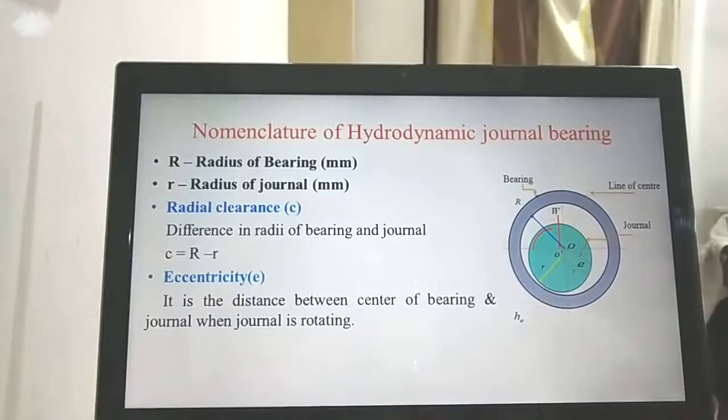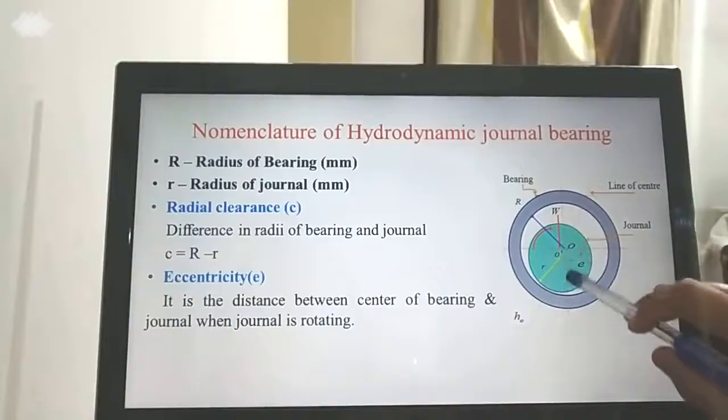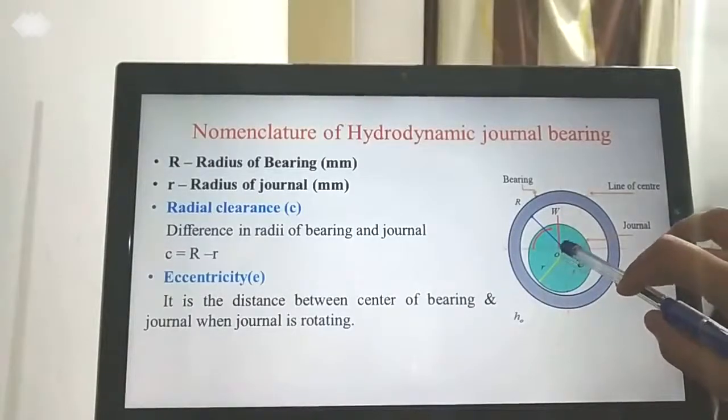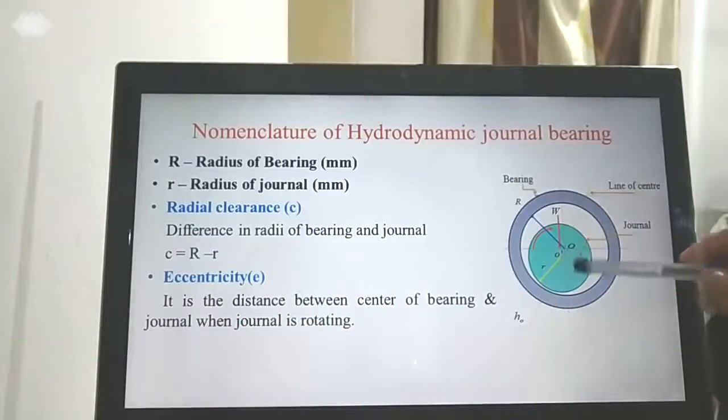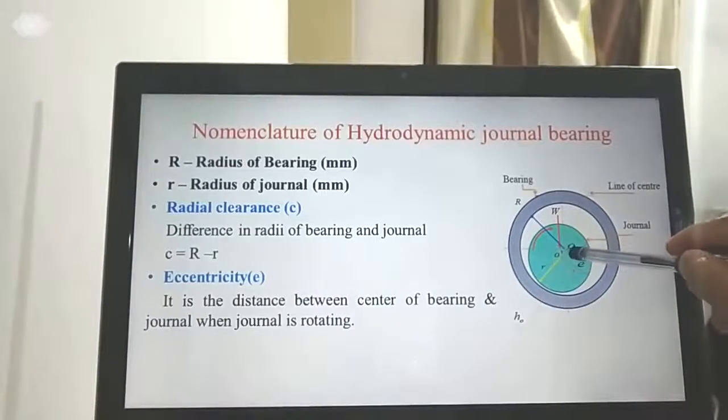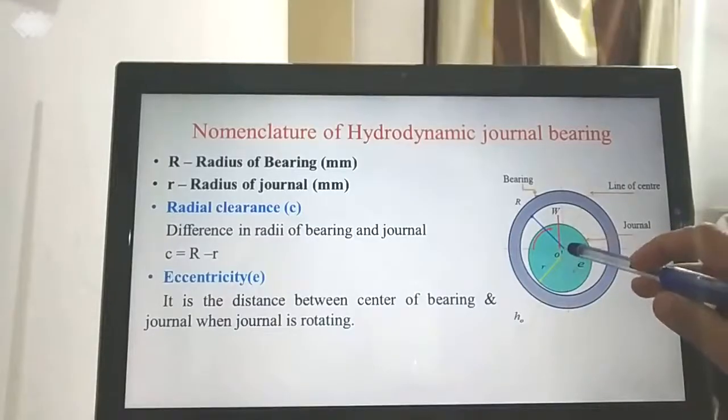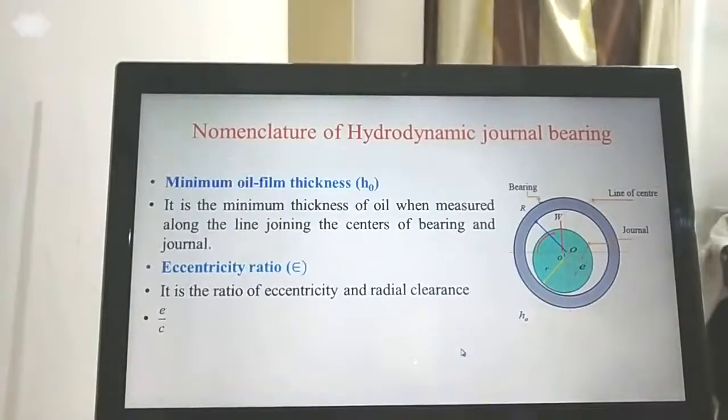Now eccentricity e, it is the distance between the center of the bearing and the center of the journal. Here we have capital O for the center of the bearing, and when the journal is rotating, O dash is the center of the journal. So when we consider that the journal is in rotation, the distance between O dash and O is nothing but the eccentricity, denoted by e. It is the distance between the center of the bearing and the center of the journal.